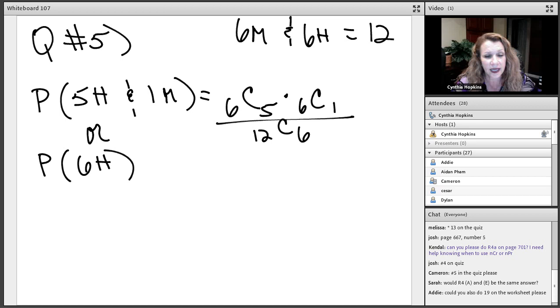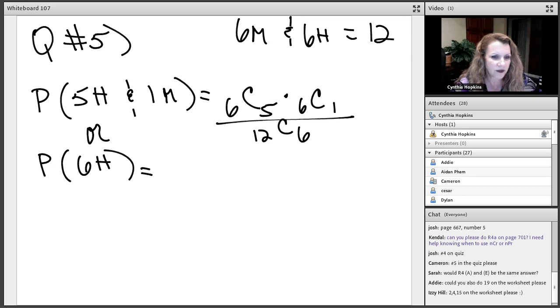I guess I shouldn't say again because this is a different problem than number 4. We only have a group of 6 instead of a group of 9. But the sample space is found similar to what we did on the last problem. Out of the 12 teachers total, choose 6. Okay, then for the probability of having exactly 6 history teachers, I'm going to say out of 6, choose 6, and then same sample space.